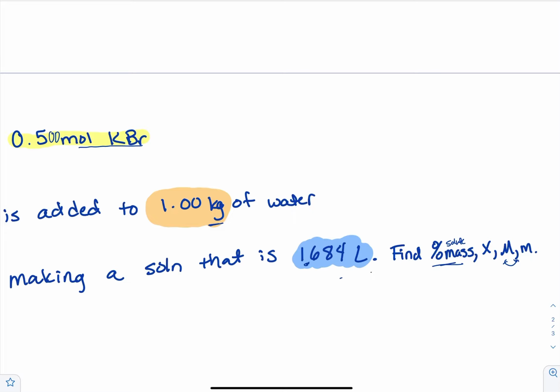You would have a solute like KBr, and you're adding it to the solvent. You always put the solute into the solvent. The smaller thing goes into the bigger thing, making a solution that is this many liters. So that's your solution. Notice I've got solute, solvent, and solution. I've got 3 different numbers.